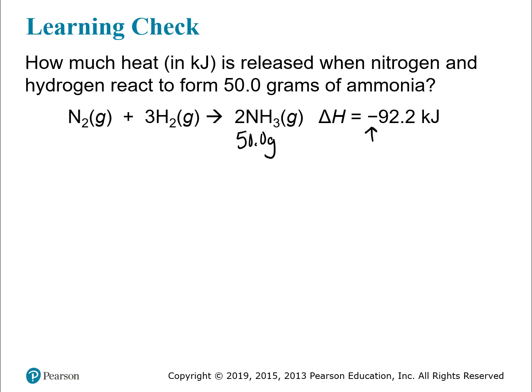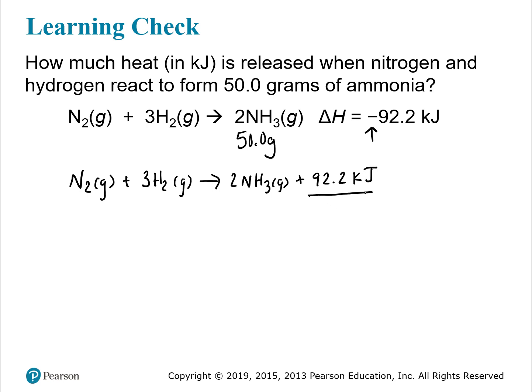It's exothermic because we are releasing heat. It's got a negative delta H. So if I were to rewrite this chemical equation, I would include the heat on the product side because it's exothermic. So that's just a kind of a review of what we just went over.